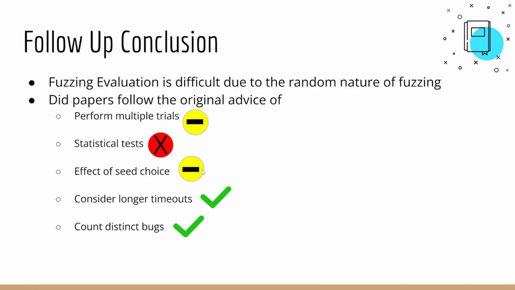Regarding seed choice, they do mention what type of seeds they use, but they don't open source them, so it's hard to reproduce them. But regarding longer timeouts, most papers do run fuzzers for at least 24 hours, which is a guideline that they did follow. Finally, all fuzzing papers agree that counting distinct bugs is an important metric. Even if it isn't the primary metric they're using for evaluation, it is at least secondary. It's very important. Finding those distinct bugs is the point of fuzzing overall.